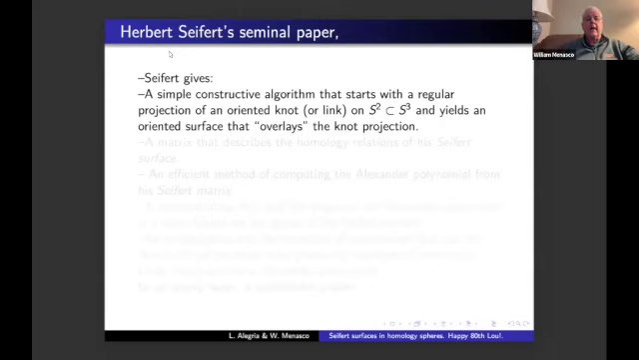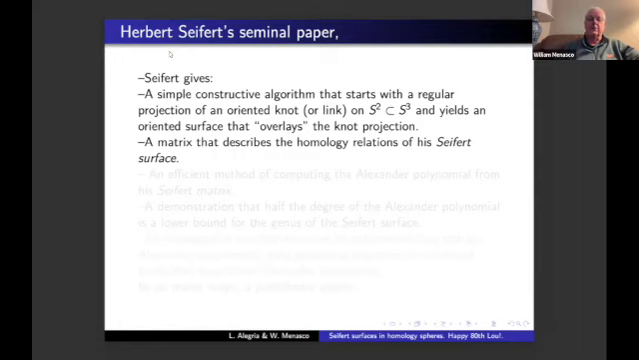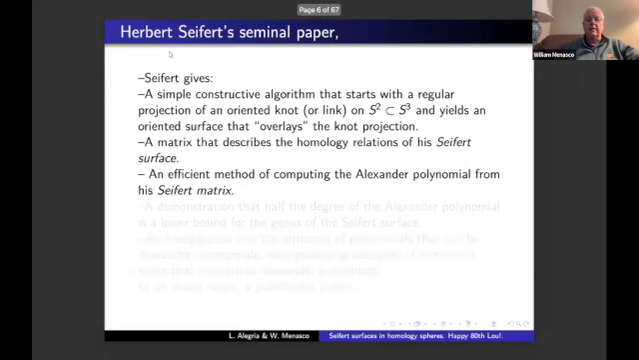that algorithm yields an oriented surface that you can think of as overlaying the knot projection. So it produces a surface. He also takes that surface and produces a matrix from it that inscribes the homology relations that are going on. And then from that matrix, called the Seifert matrix, he gives an effective method for computing the Alexander polynomial.